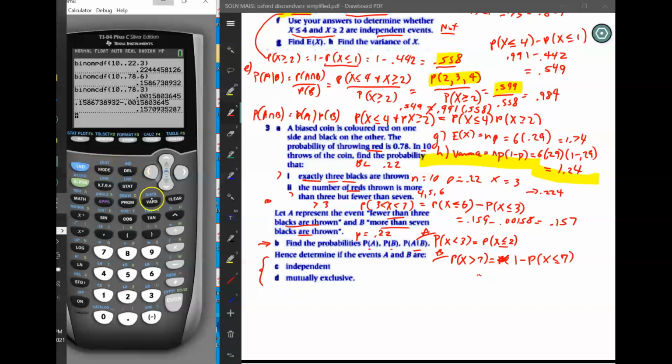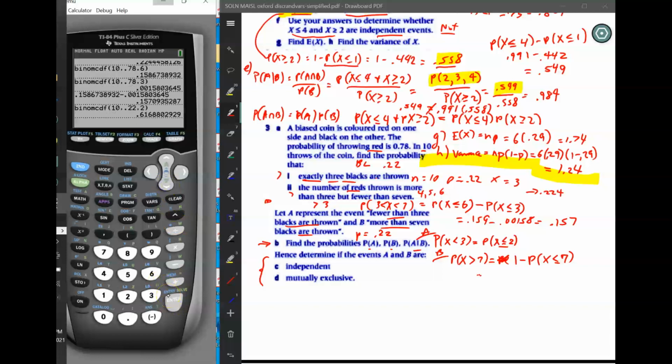So we'll do that by second distribution, and we'll go to binomial CDF because we're looking for less than or equal to. We're going to put trials 10, and the probability is going to be 0.22 because we're talking about black here, not red. And we'll do less than or equal to 2. And so the probability of A is going to be 0.617. And then the second one is 1 minus the probability of less than or equal to 7. So instead of 2, we'll put 7.